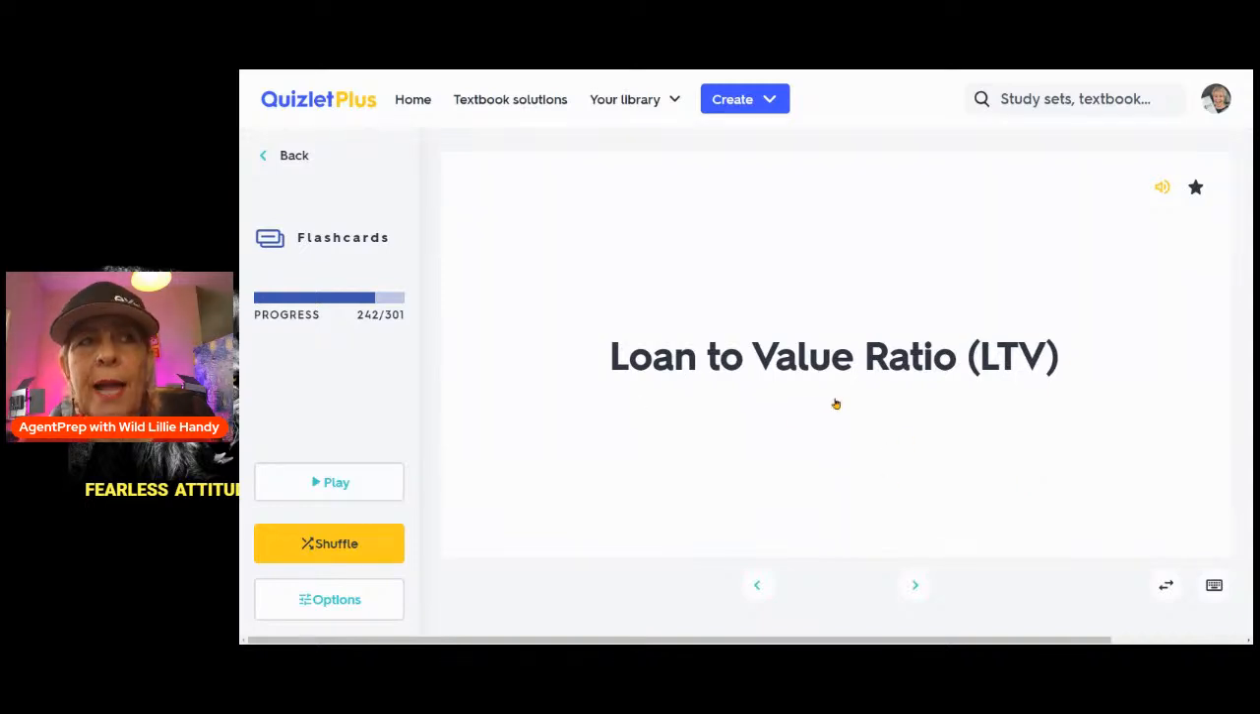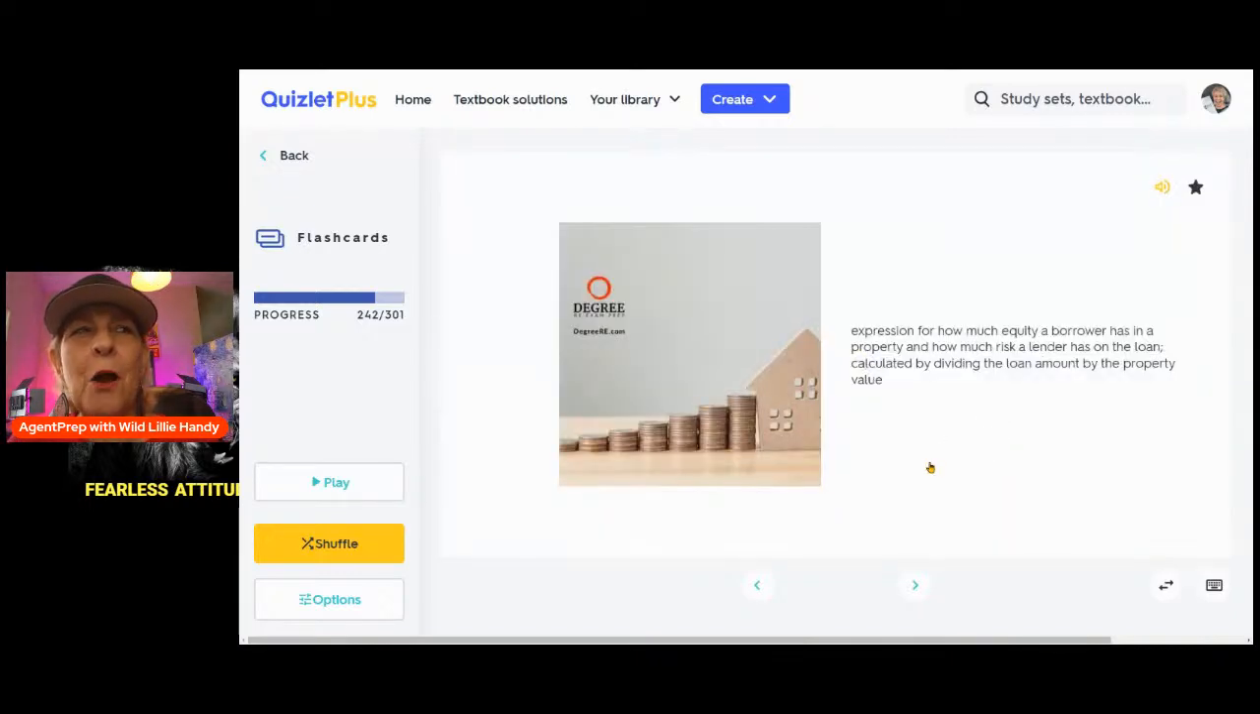A loan to value ratio, LTV, not a low TV, but loan to value ratio. It is an expression for how much equity a borrower has in a property and how much risk a lender has on the loan. Calculated by dividing the loan amount by the property value.